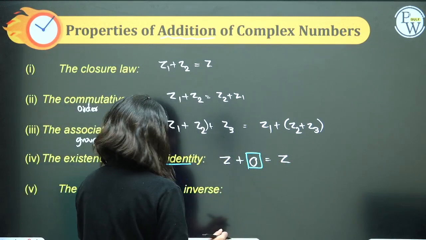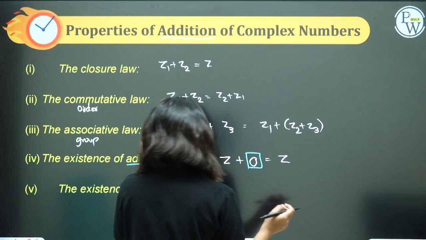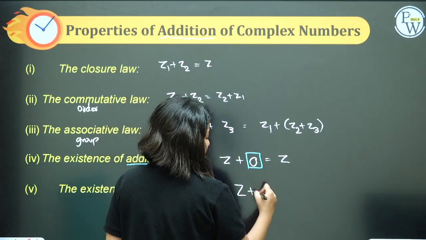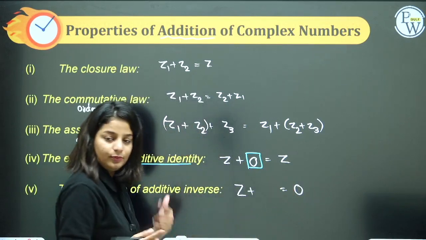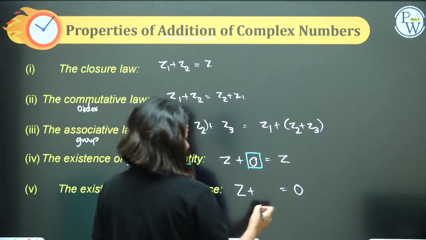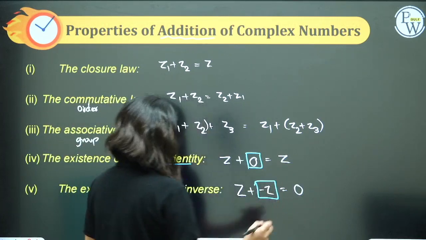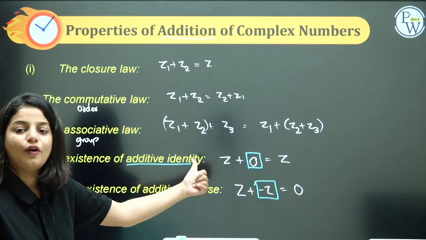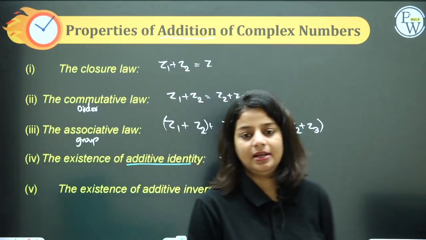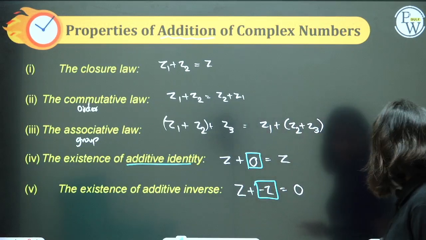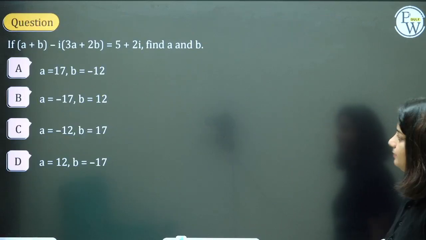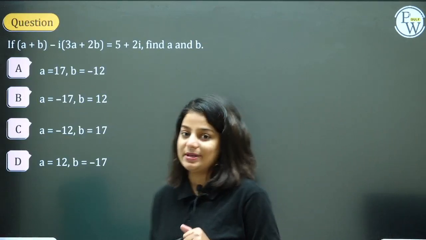0. Next, additive inverse. What should be added to z in order to get the answer as 0? What is the inverse of z? Minus z. So minus z becomes the additive inverse of a complex number z. Will you be able to remember this property? It's very smooth, simple. Let's do some questions.